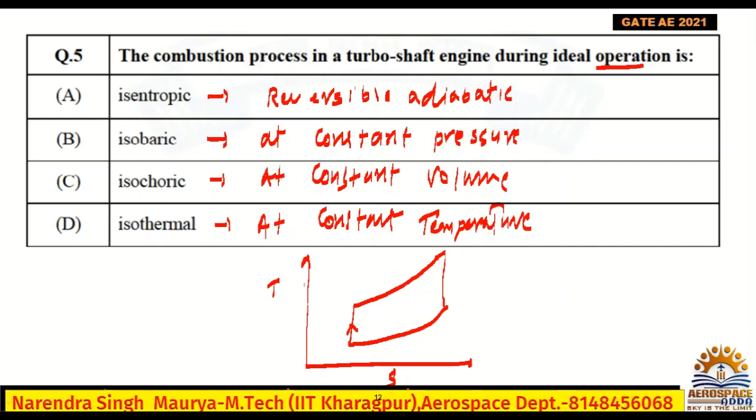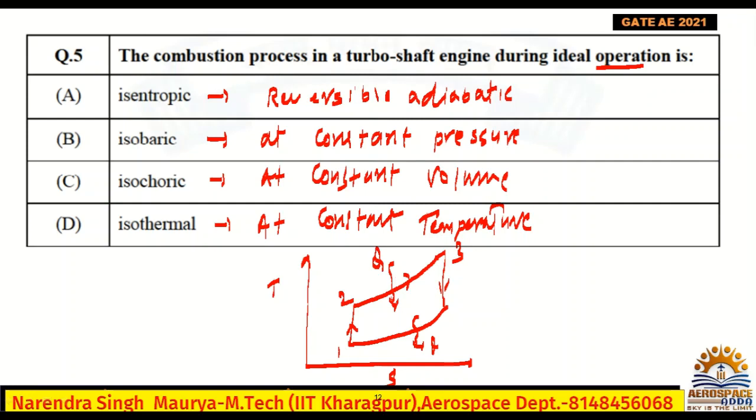So here 1 to 2 is the compression, okay, and 2 to 3 is the heat addition, which is also called combustion, okay, and here we have the heat rejection, and 3 to 4 again there is the expansion. This is the general Brayton cycle I'm explaining here, okay.